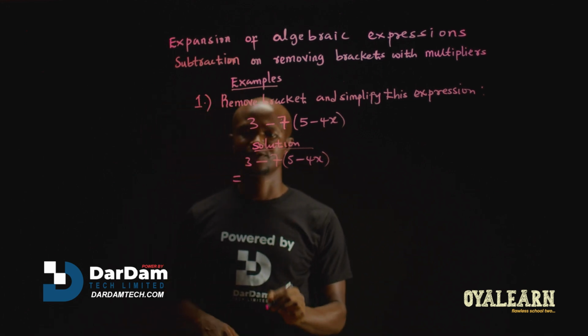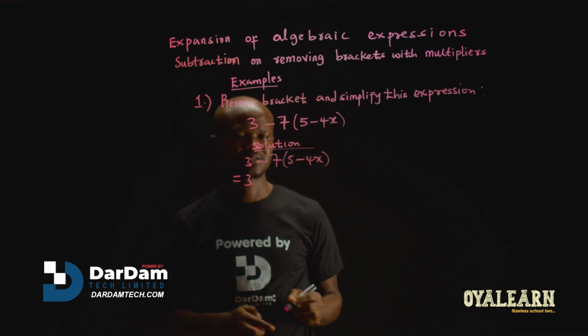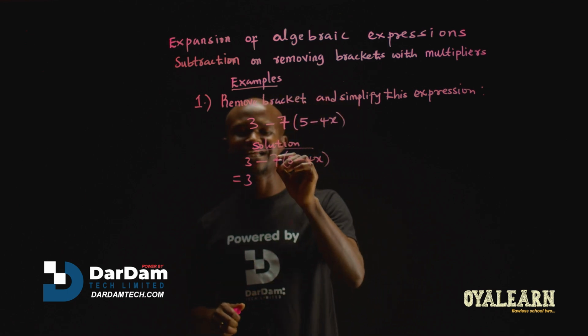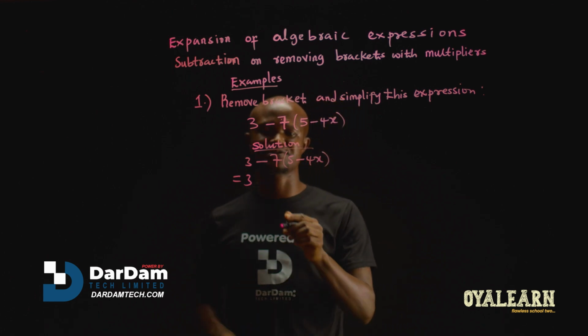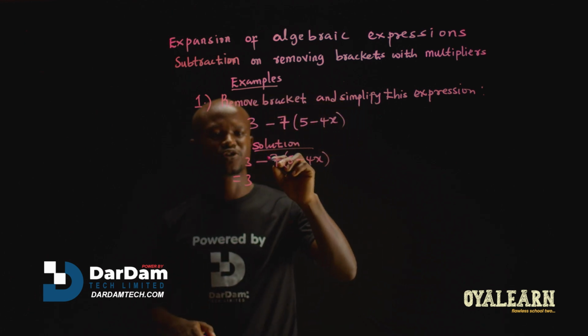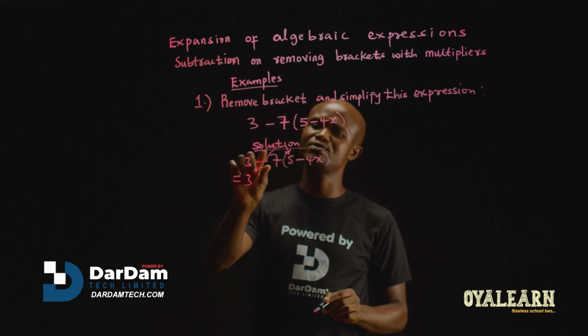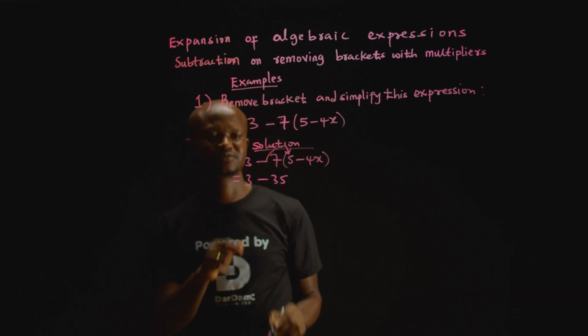Now, we have 3, which is the first number here. Minus 7 is like the multiplier. We have a minus here, so minus 7 is like a multiplier. So it will multiply the first one here. What do we have? Minus 7 times 5. That will give us minus 35.